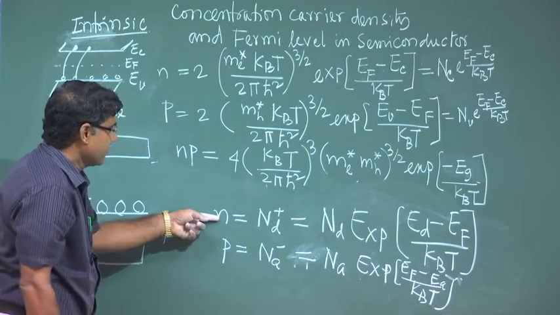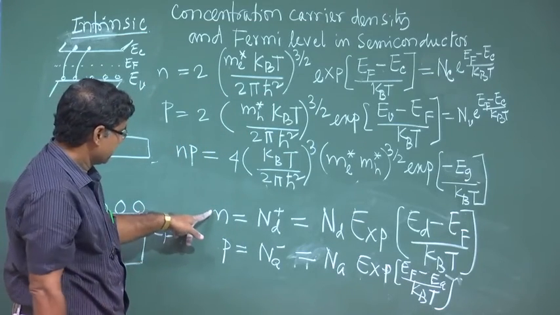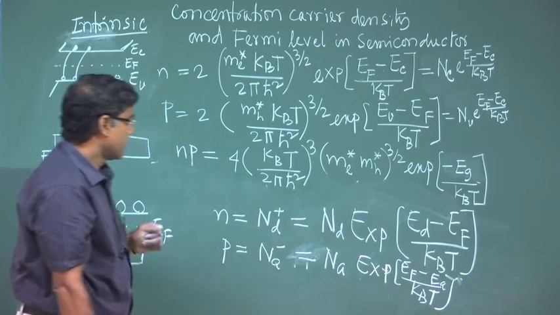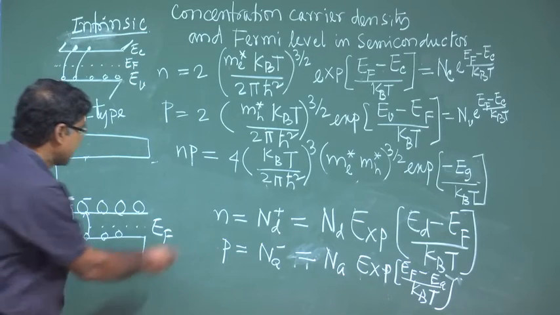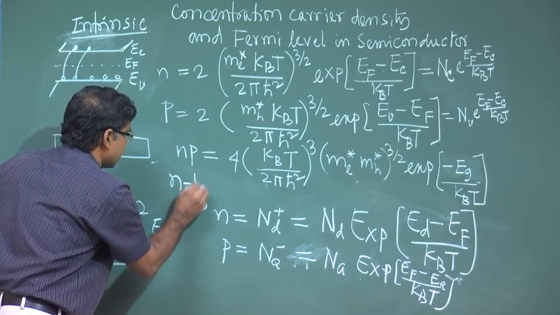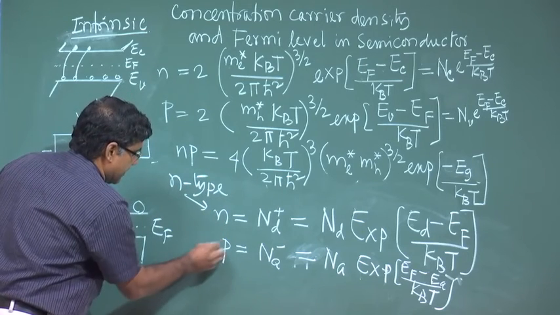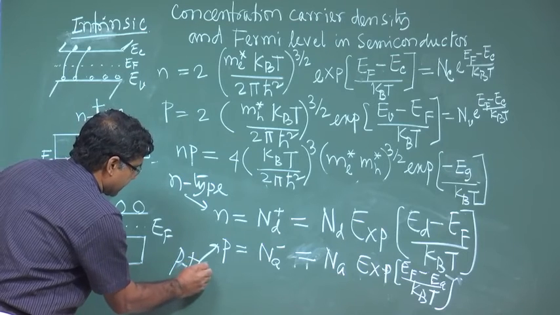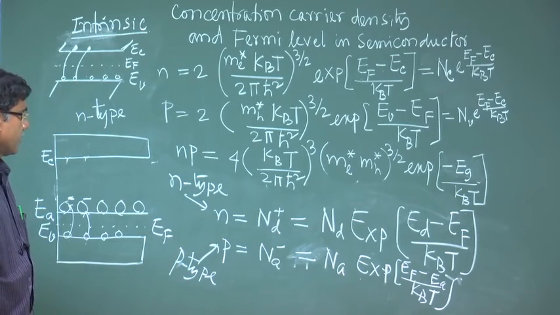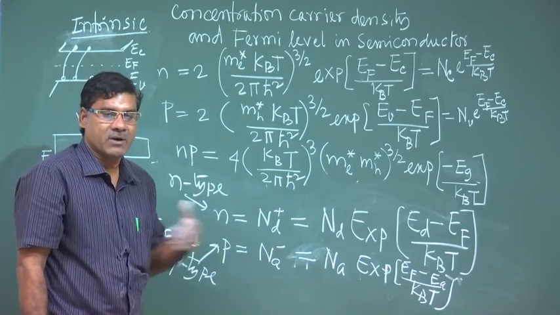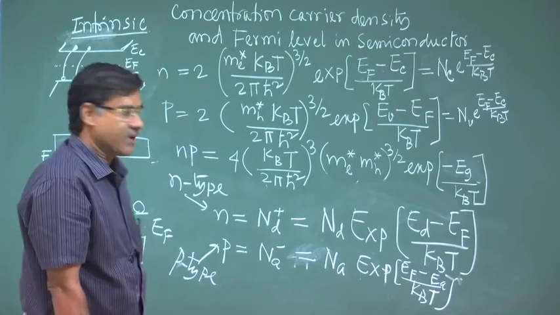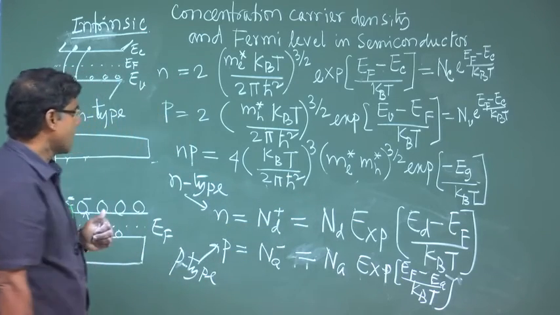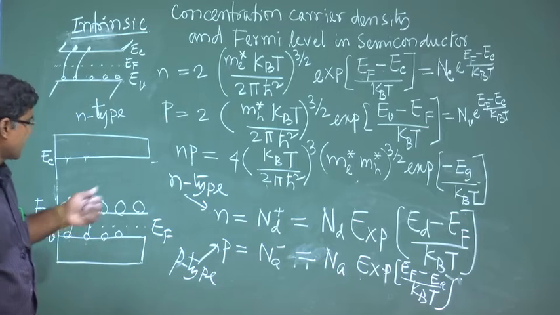So now if we equate this, now this is for n-type semiconductor, this is for n-type semiconductor, right, and this is for p-type semiconductor, right. Now in case of n-type semiconductor, if I want to find out the position of the Fermi level, what do I have to do to get the position of the Fermi level?